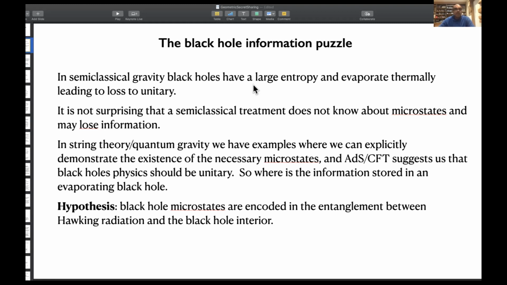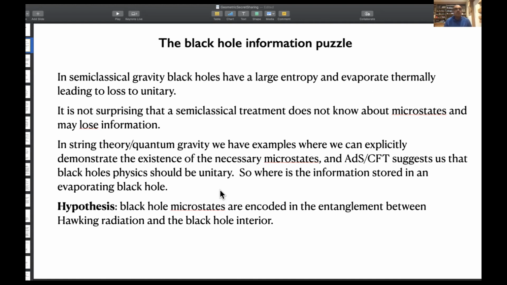And we know very well now that in string theory or quantum gravity, we have examples where we can explicitly demonstrate the existence of the necessary microstates. And we know that things like AdS/CFT suggest that black hole physics should be unitary. So in that sense, it's not really a puzzle that in the semi-classical treatment of Hawking, you wind up losing information. Really, the question is, can we shed any light on where the information is stored in an evaporating black hole? And so over decades now, people have had many, many suggestions for where this could be stored.